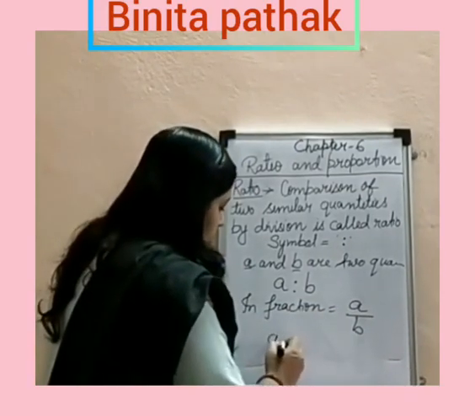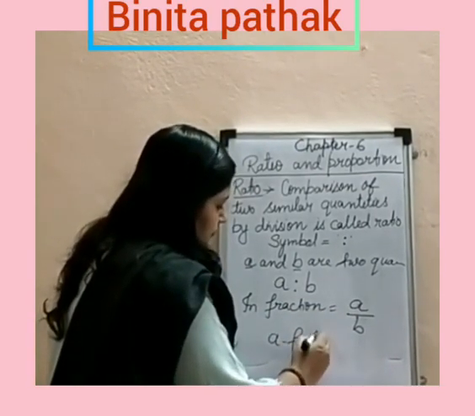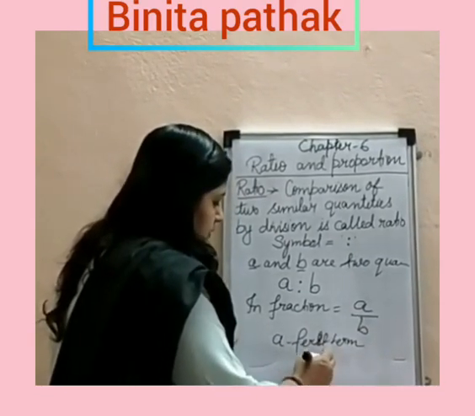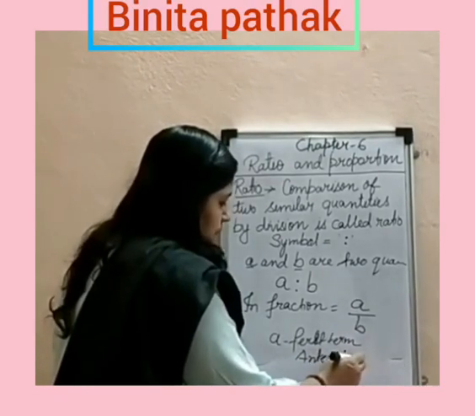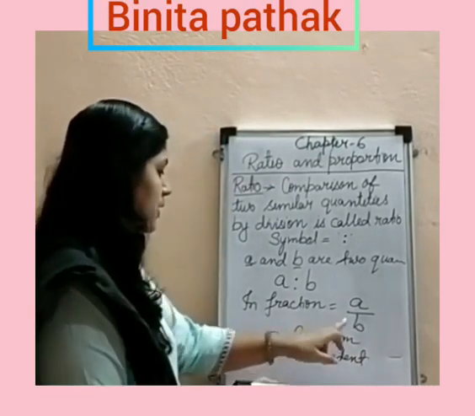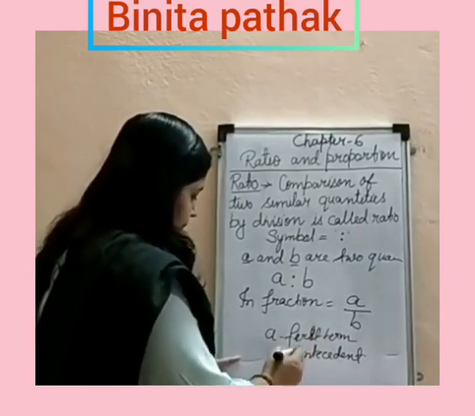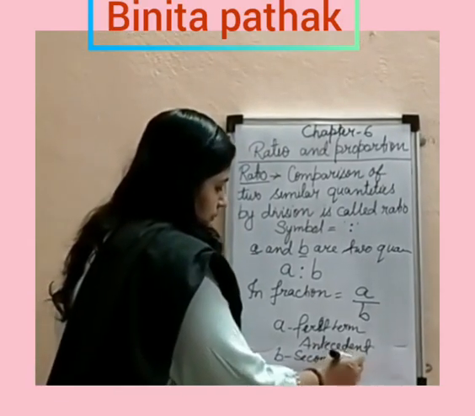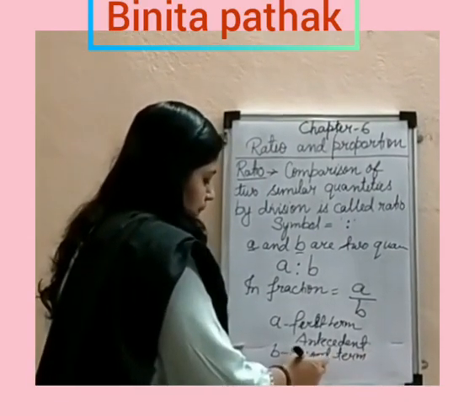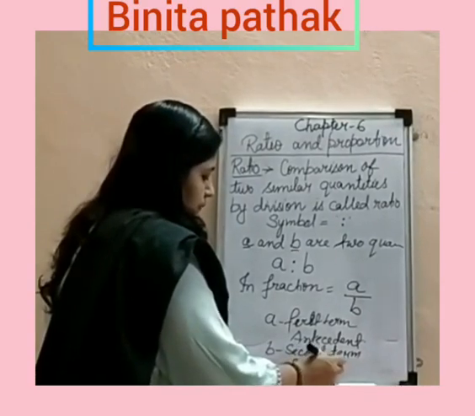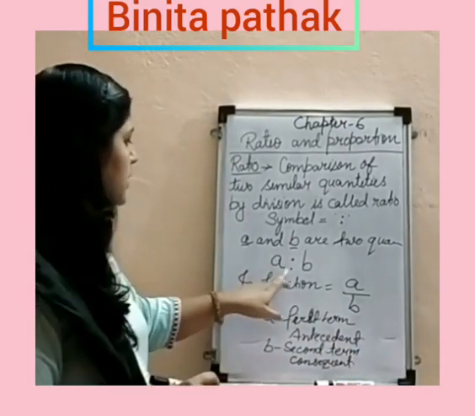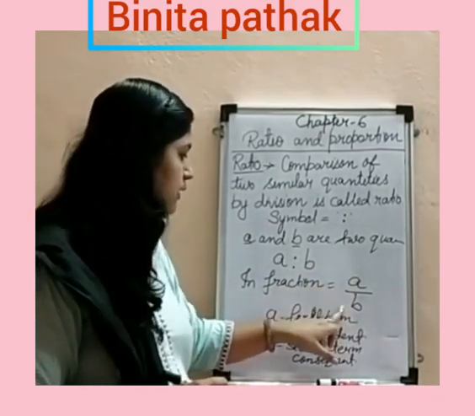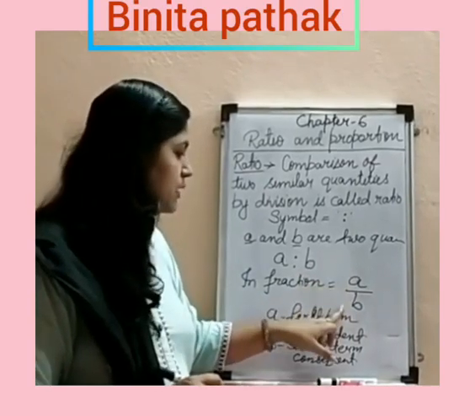A is also called first term. It is also called antecedent. And B is called second term, or consequent. So A is to B. In fraction we can write it A upon B. A is first term, B is second term. A is called antecedent and B is called consequent.